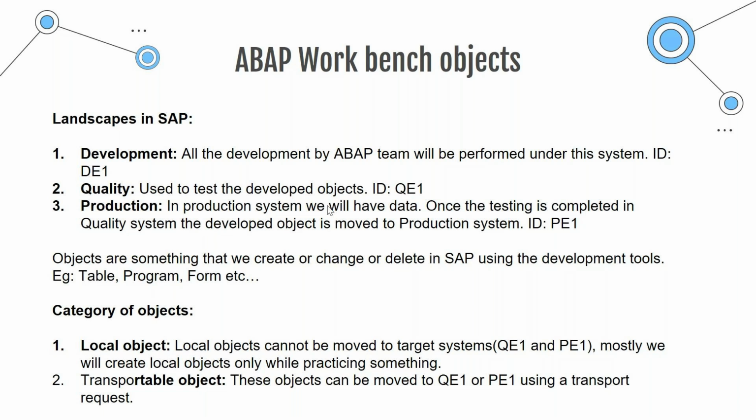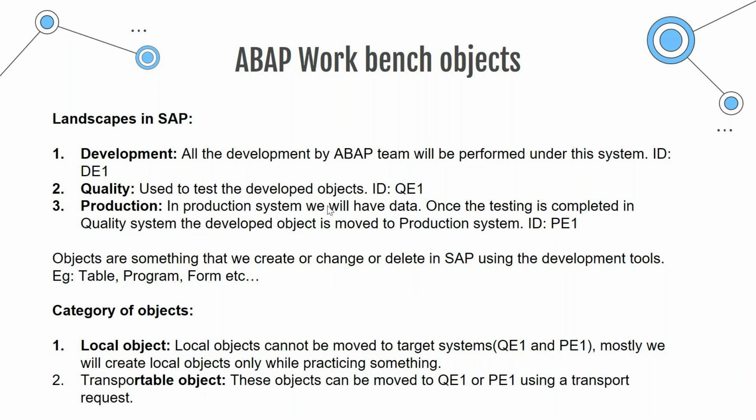Whereas a local object cannot be moved to quality or production system. It is only created in the development system and it stays there. You cannot move it to quality or production, not possible at all. It is only for development. That is a local object. The only time you create a local object is when you want to practice anything.